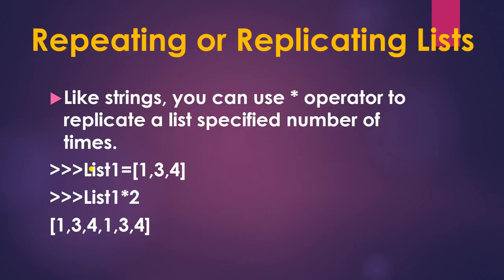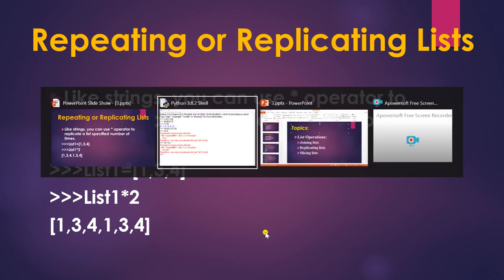Now next is repeating or replicating list. Like strings, you can use the asterisk operator to replicate a list a specified number of times. The example is list 1 is 1, 2, 3. List 1 multiplied by 2 will give you the list 2 times. So this is list replicating.